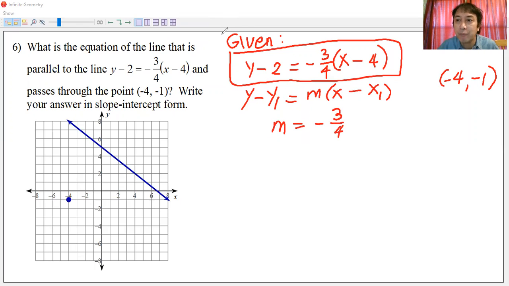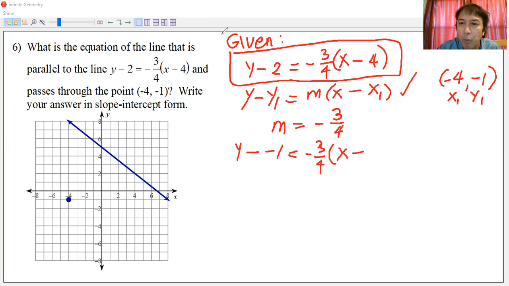And the required line will have to use this negative 4, negative 1. So we're going to make use of this negative 4, negative 1 as our x1, y1, and we're going to use this formula and use the negative 3/4. So this will now be y minus, our y1 will be negative 1, equal to negative 3/4 times x minus x1. Our x1 happens to be negative 4.